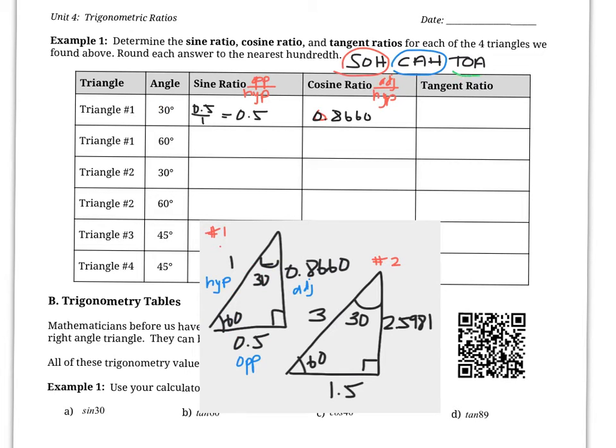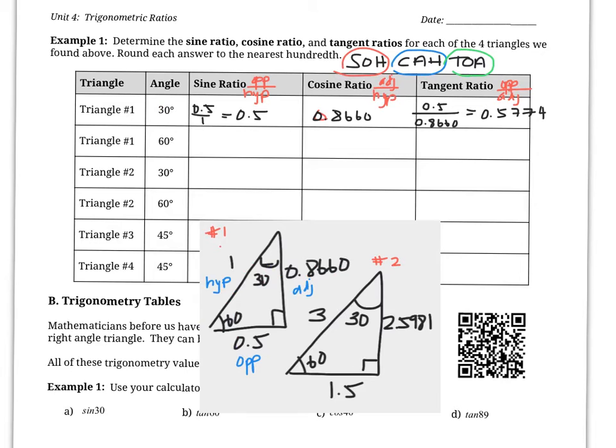And last, let's do tan. Tan is just going to equal opposite over adjacent. So I'm going to write opposite over adjacent. And our tan is going to be opposite, 0.5 divided by 0.8660. And we get 0.5774 approximately.